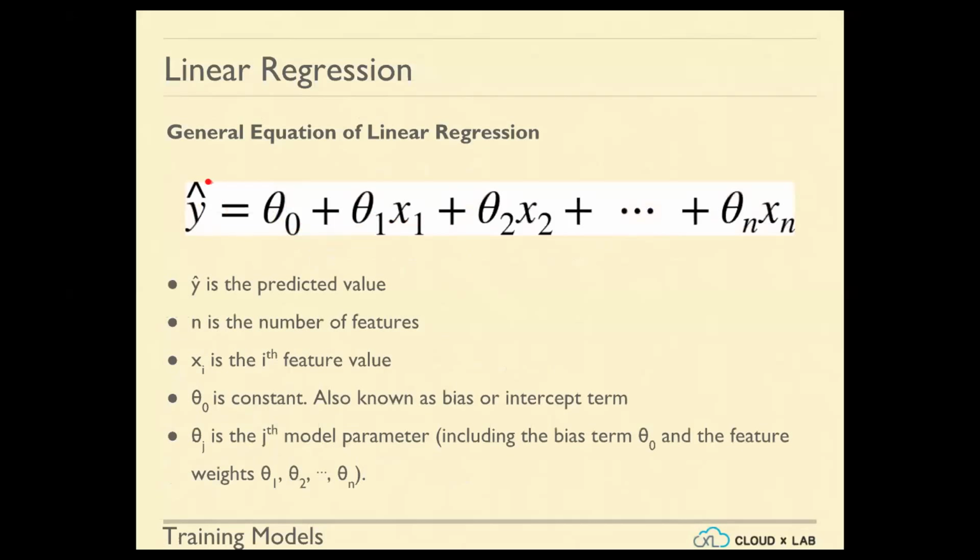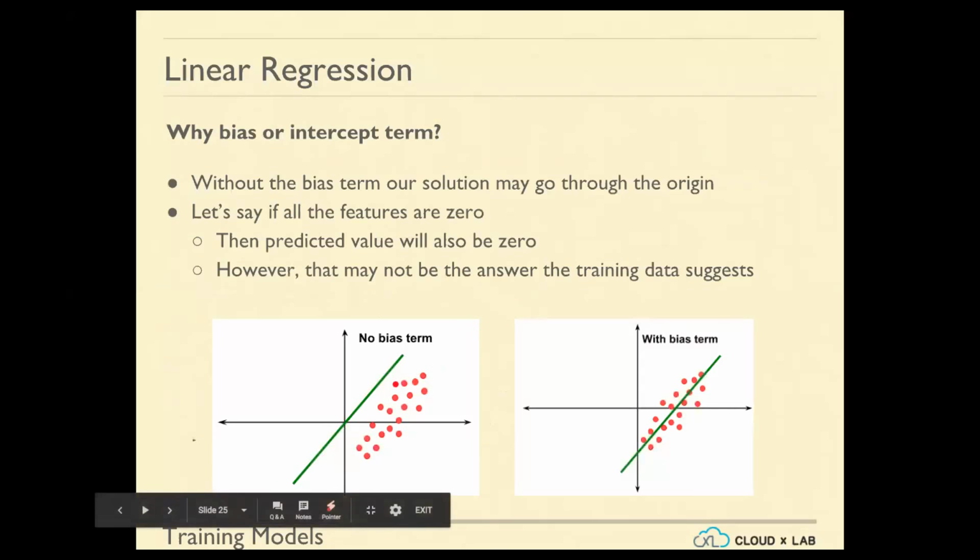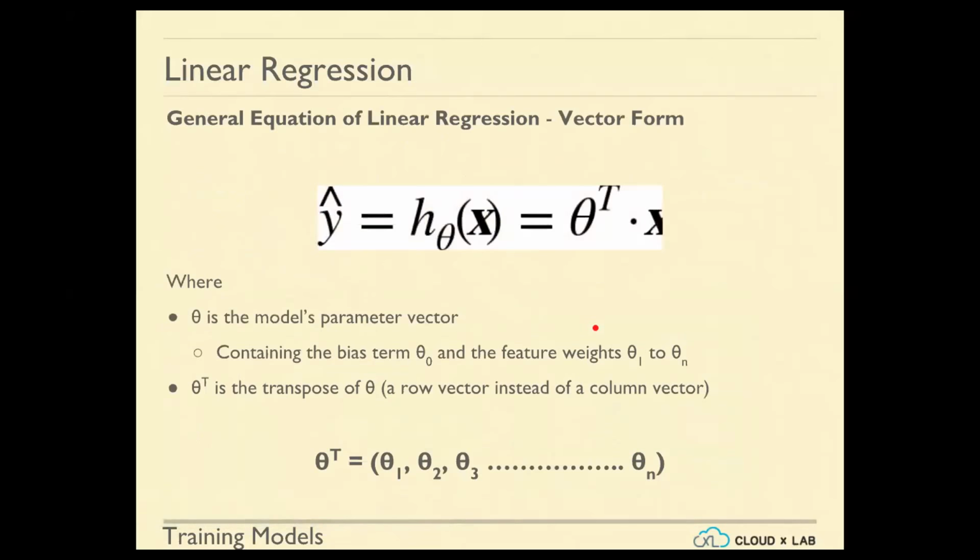So the y predicted value is equal to theta naught, which is something we need to find, plus theta 1, which is also something we need to find, while x1 is given, x2 is given, and so on. This is what we want to find out as a result of all the computation. So we want to find theta naught and theta 1. If we had no bias term, the line will look like this. Otherwise, the line will be like this.